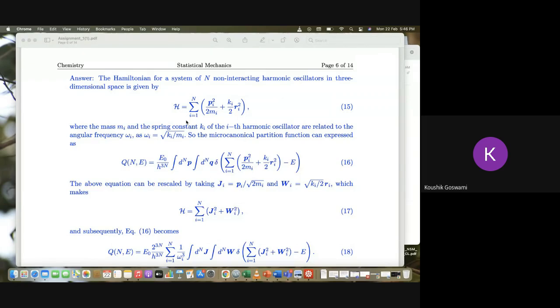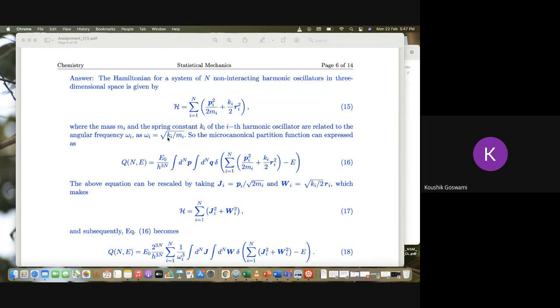Now it is a microcanonical ensemble. That means the Hamiltonian has to be of energy E. In equation 16, you can see this partition function is given by this delta function. That means only the total energy E is accessible. Then we have to integrate over the whole phase space, over q and p, and there is this volume E0 by epsilon. This is just a normalization constant.